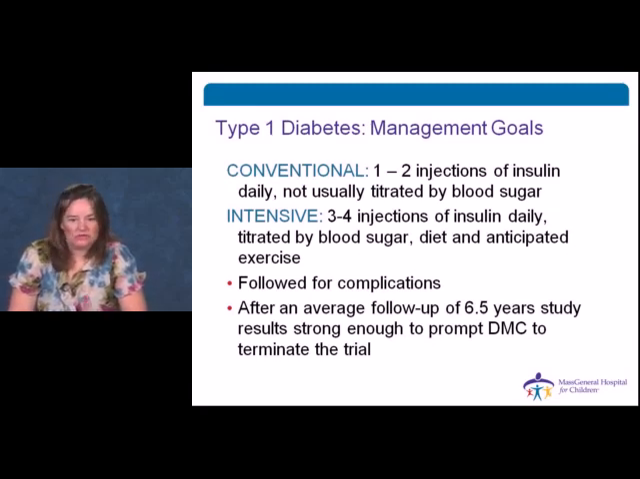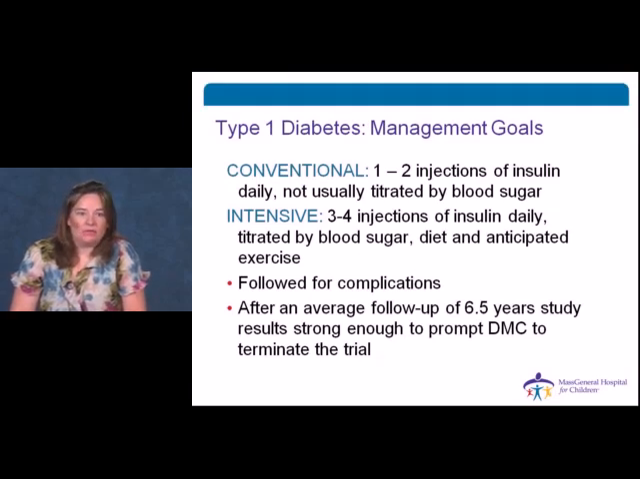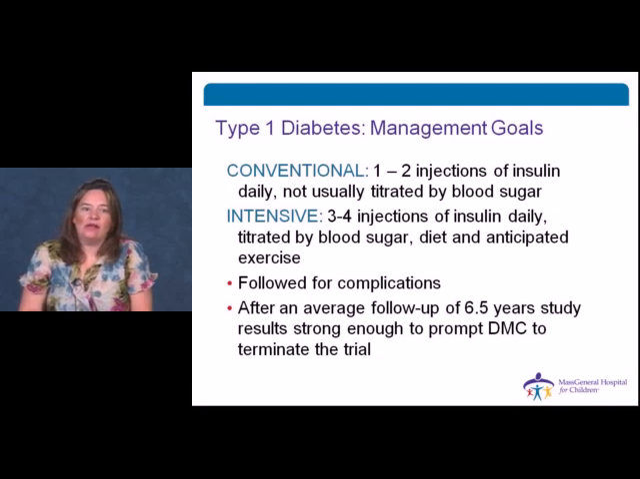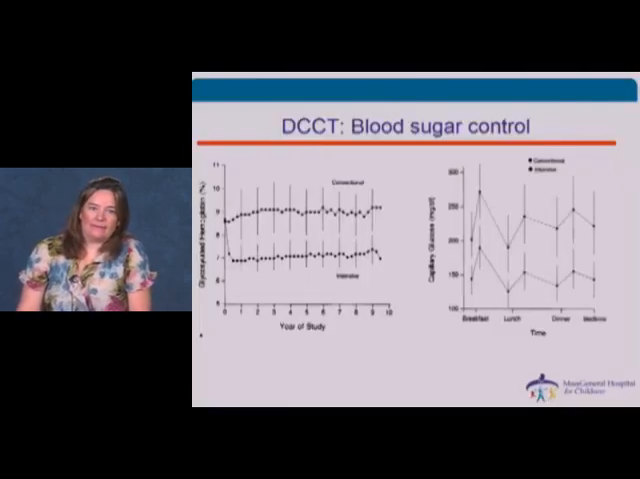They may have had 2 doses of, say, 70-30 insulin that they gave BID before maybe breakfast and dinner. Intensive was 3 to 4 injections of insulin daily, titrated by blood sugar, diet, and anticipated exercise. Patients were followed for complications. Interestingly, the study was terminated early because the results were strong enough that they felt that no one should be in the conventional group anymore and all should be in the intensive.